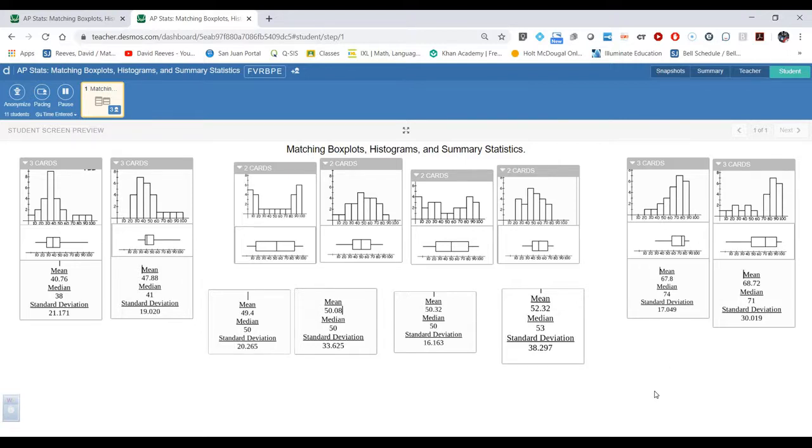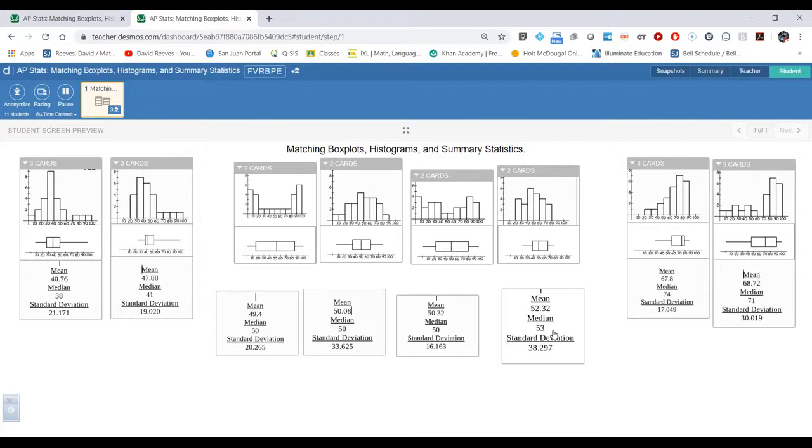All right, we are almost done. We just have these last four. We have the summary statistics to match up. Okay, so if you take a look, wow, three of these all have the exact same median at 50.